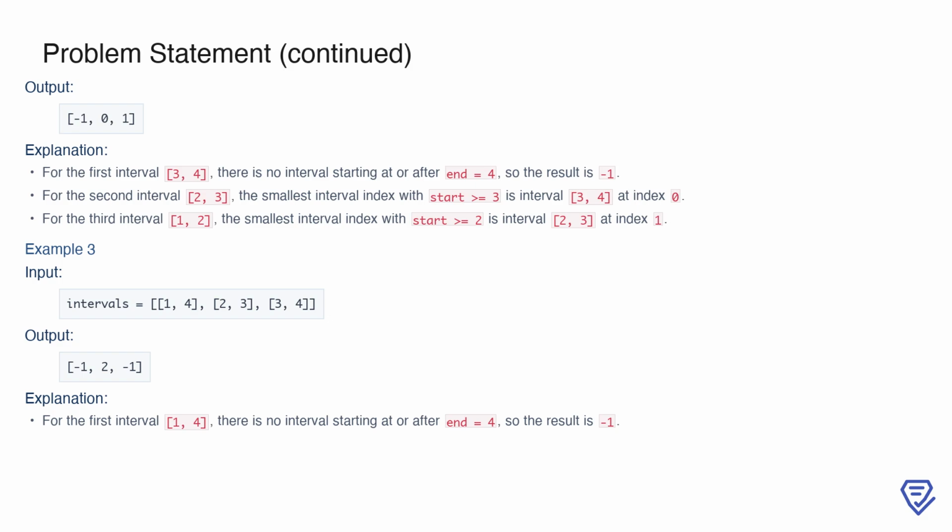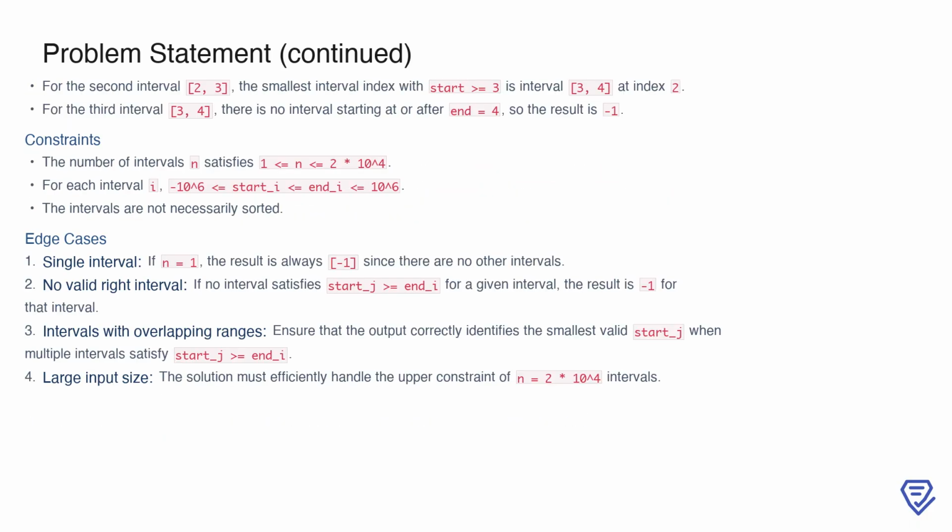In another example, the input intervals equals [[1, 4], [2, 3], [3, 4]], produces an output of [-1, 2, -1]. Looking at this example in more detail, for the first interval, [1, 4], there is no interval starting at or after end equals 4, so the result is -1. For the second interval, [2, 3], the smallest interval that starts at or after end equals 3 is [3, 4], which is at index 2. Finally, for the third interval, [3, 4], there is no interval starting at or after end equals 4, so the result is again -1.